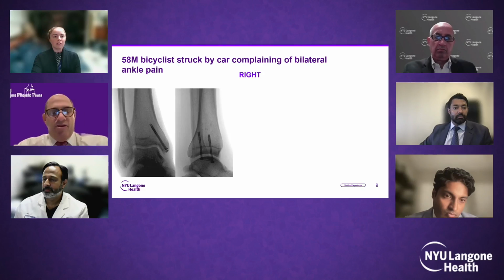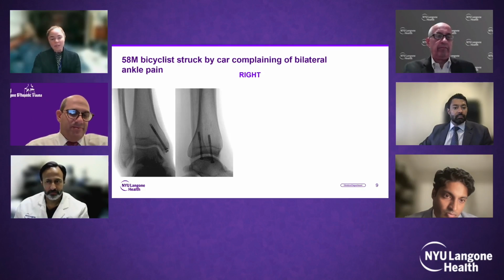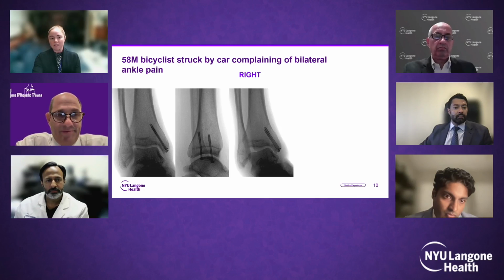And then on the right side, I was thinking the same thing, bam, put 2 screws in, let them start walking on it. But we fixed it with 2 cannulated screws, and then we did a ligamentous exam, and he had significant instability on the lateral side of his ankle. So now what? Dr. Eagle, what are you doing now?